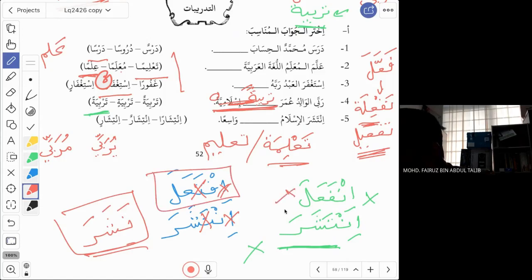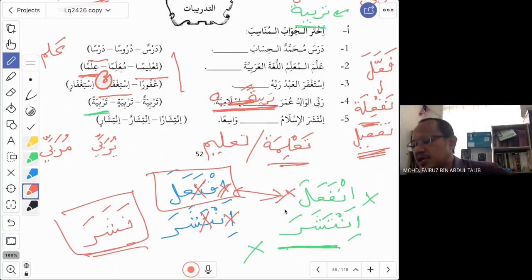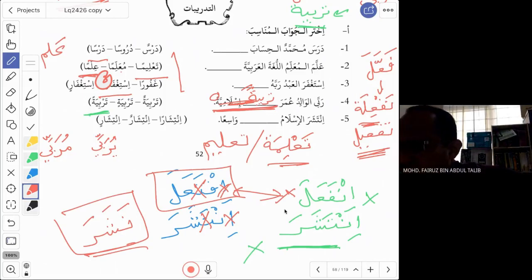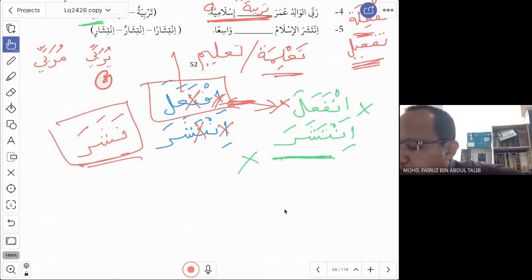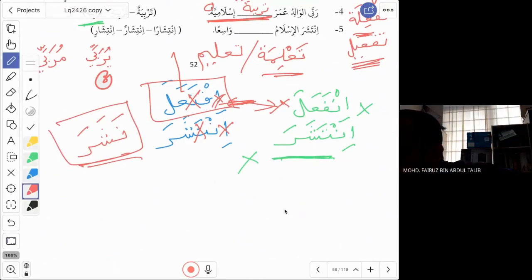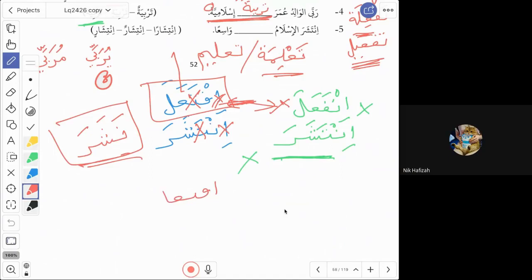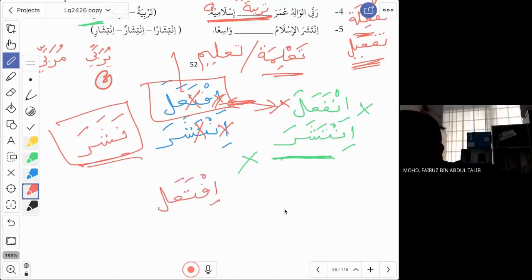So this too sometimes is a bit confusing, so you need to test which one is the correct one. So the wazan is not infa'ala, but it is ifta'ala. What is the masdar for ifta'ala? Ifti'al. Good. So for ifta'ala, the masdar is ifti'al. So from here we can find the wazan of intashara.